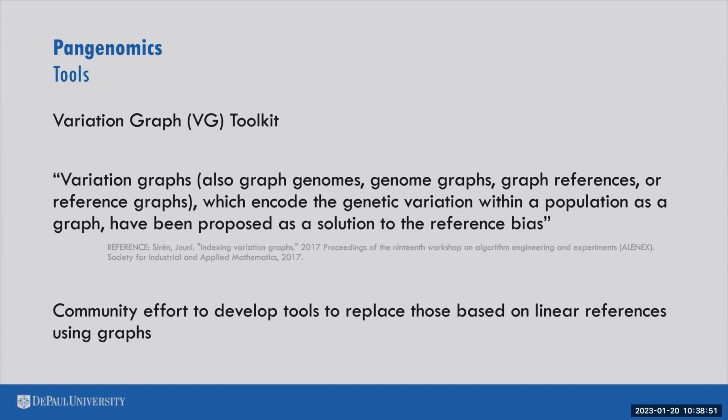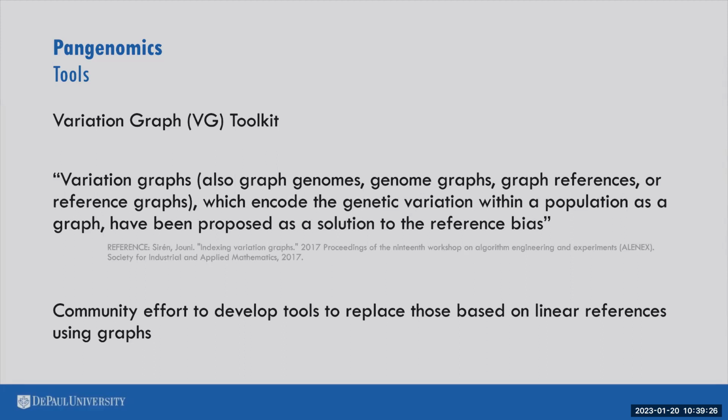They basically encode genetic variation within a population as a graph. And the idea is using that as a solution to move away from the single reference, right? We have information from all the different genomes that we have at our disposal now. So it's a community effort to develop tools to replace those based on linear references. Right now we have established pipelines that can deal with alignments and look at genome-wide association studies or catalog SNPs, whatnot.